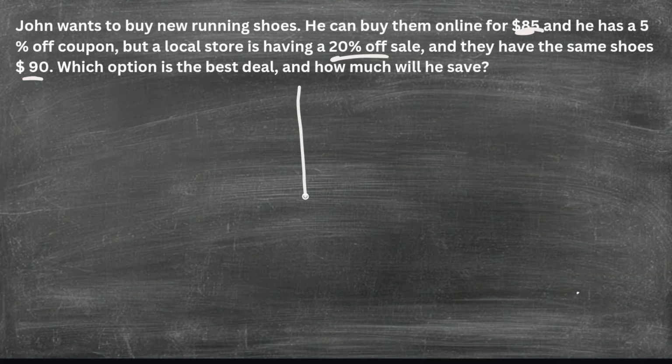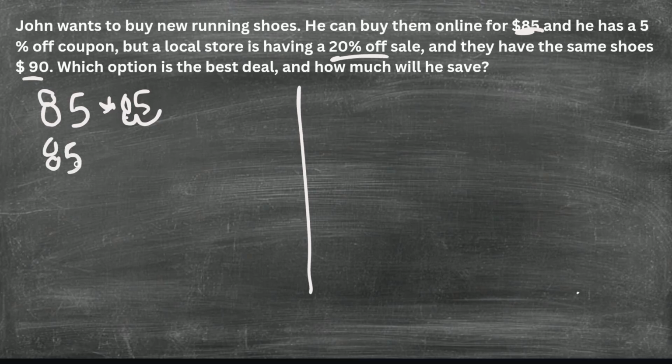So let's see how we can solve this. First, we have $85 for this pair, but we've got 5% off. So we have 5%, but I'm going to convert this to a decimal by dividing it by 100 or just moving the decimal 2 places to the left. So you get 85 times 0.05 or 5/100. When you do that, that gives you $4.25. So that is our discount.